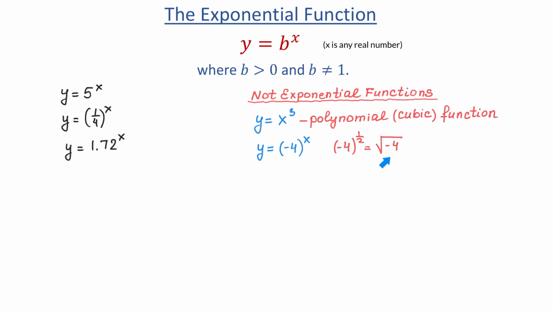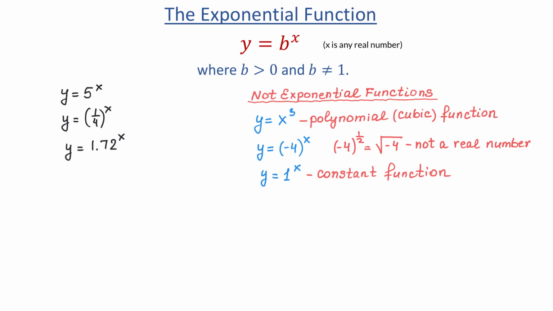And square root of -4 is not a real number. Instead, this is an imaginary number. So if we don't want any of these situations to happen, then we must exclude the negative bases from the exponential functions. The next example of a function that is not exponential is y equals 1 to the x power. In this function, 1 raised to any exponent is still 1. So for any value of x, this function is always constant, and this function is called a constant function.